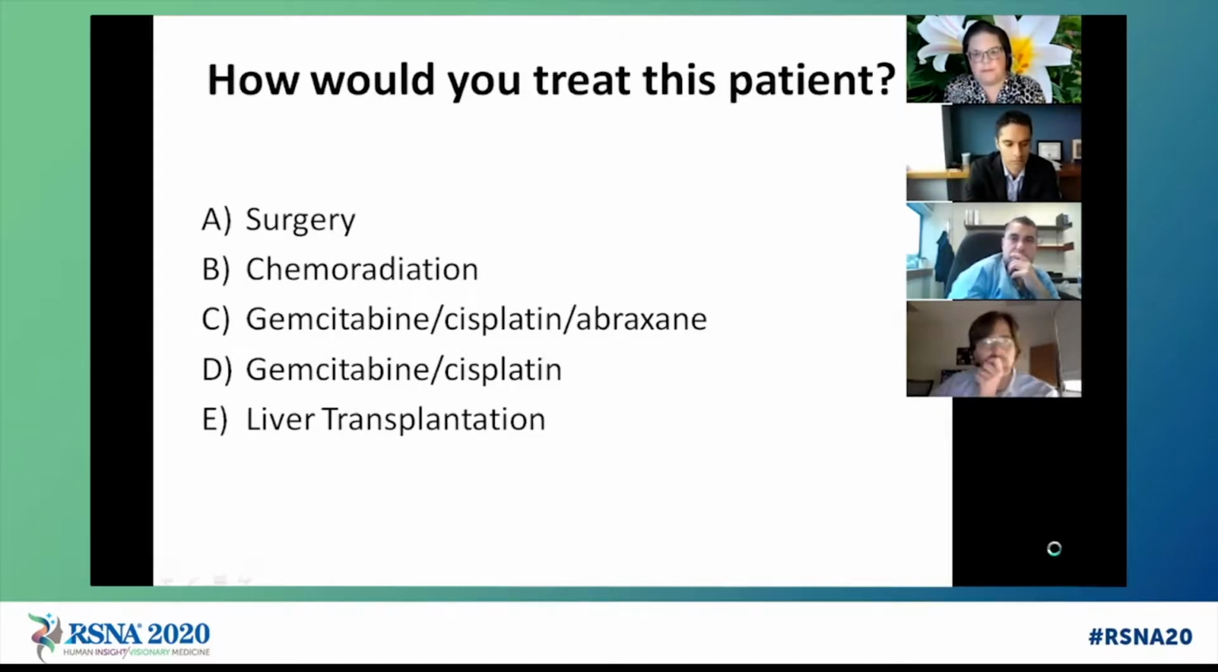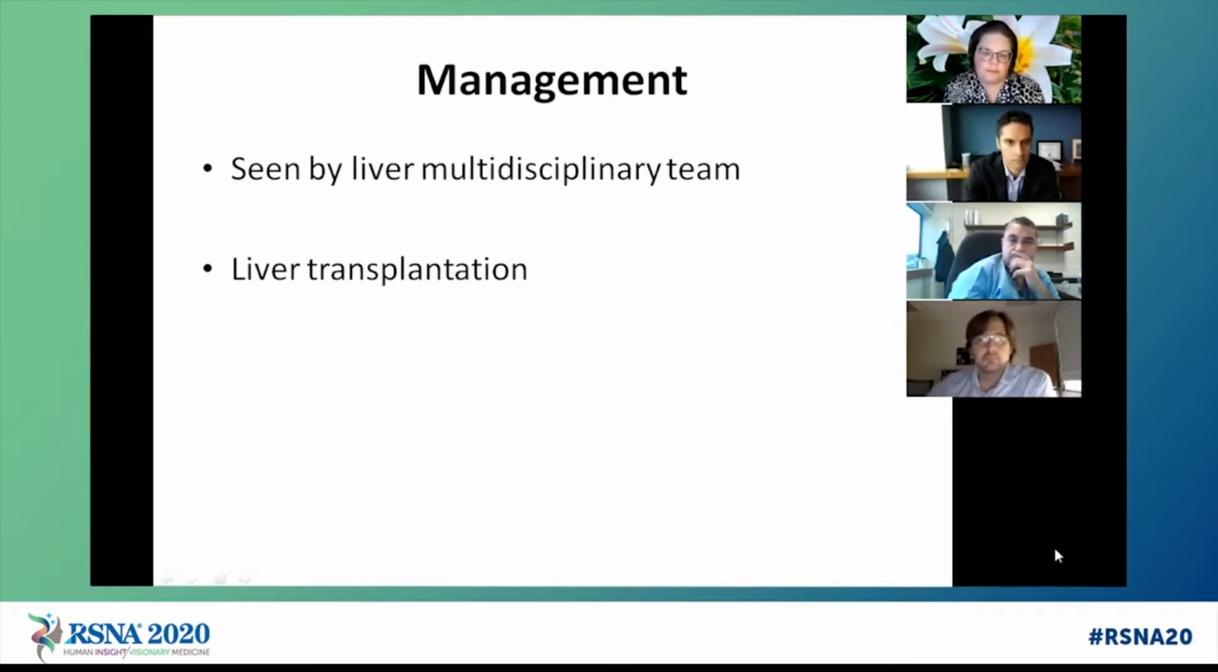Okay. So ultimately, because the tumor was found to be unresectable based off of additional imaging that was obtained, that we don't have, liver transplant was recommended. And Dr.